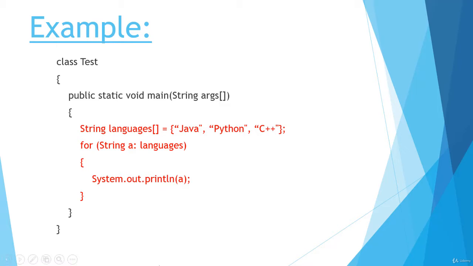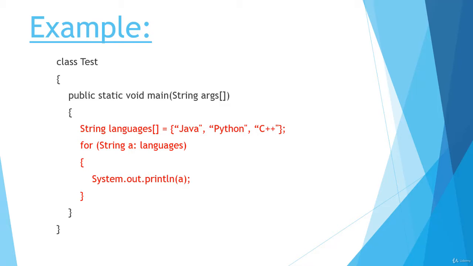I have declared an array here, String languages, and Java, Python, and C++ are elements in the array. An array is nothing but a collection of elements of the same data type. You can store many values of the same data type in an array. Like you can see, Java, Python, and C++ are of string type, so you can store elements of the same data type in an array. We will definitely discuss arrays in our future videos.